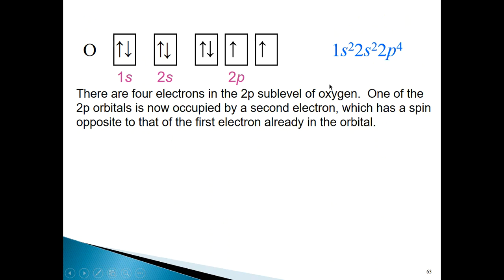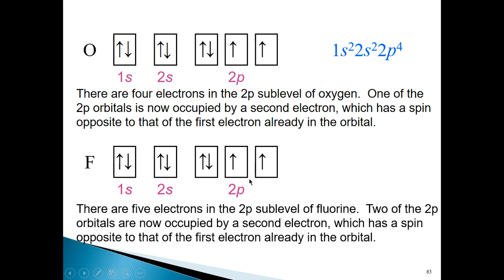so this is oxygen. This is the electron configuration of oxygen. To get to the electron configuration of fluorine, we simply add 1 electron to any one of these 2p orbitals. Again, the electron added must be spinning in the opposite direction to the electron that was there before, and therefore the electron configuration is 1s2, 2s2, 2p5.